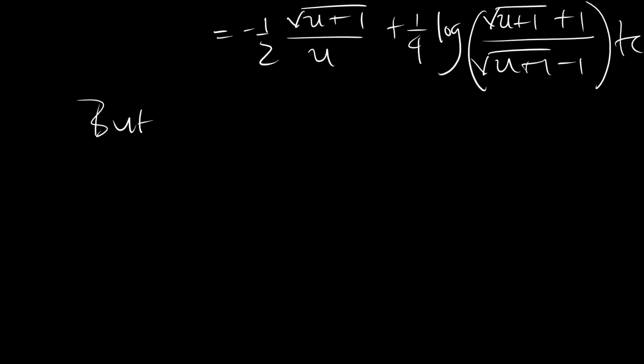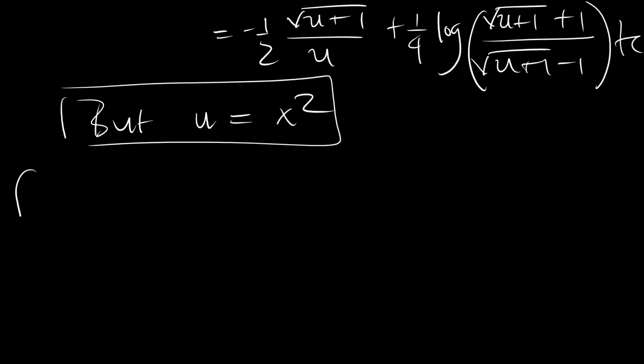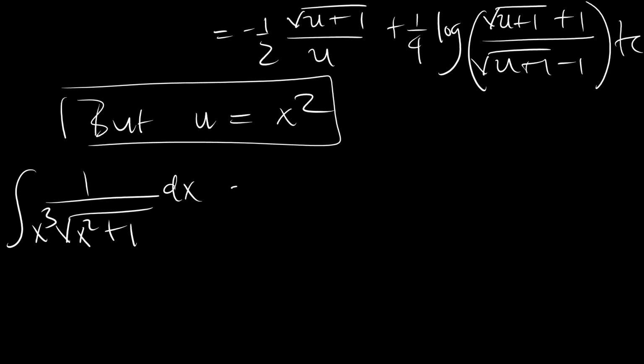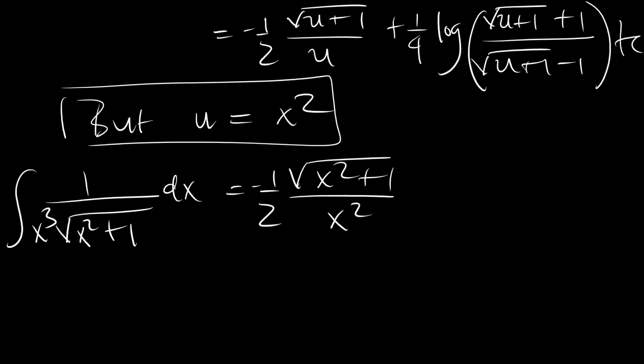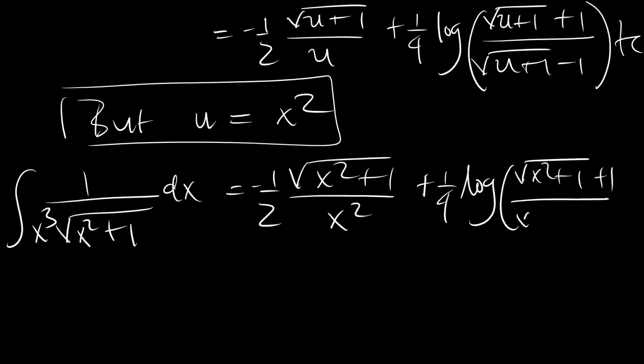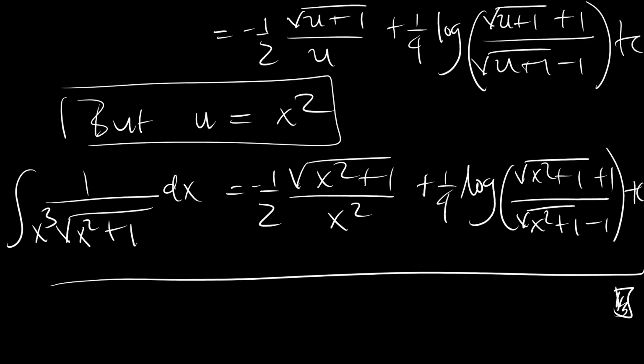But our u was x squared. And so our problem is solvable to x squared plus 1 over x squared plus 1 minus 1 plus c. And that, ladies and gentlemen, is our answer.